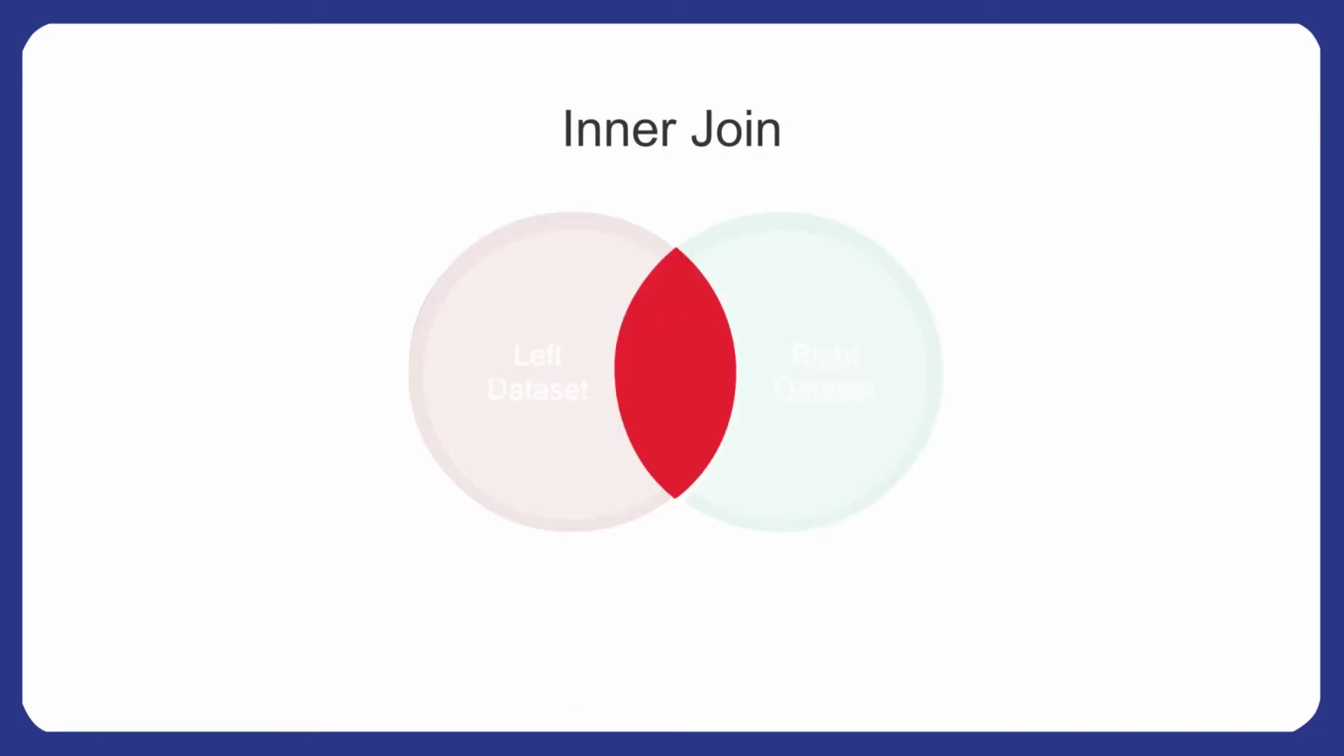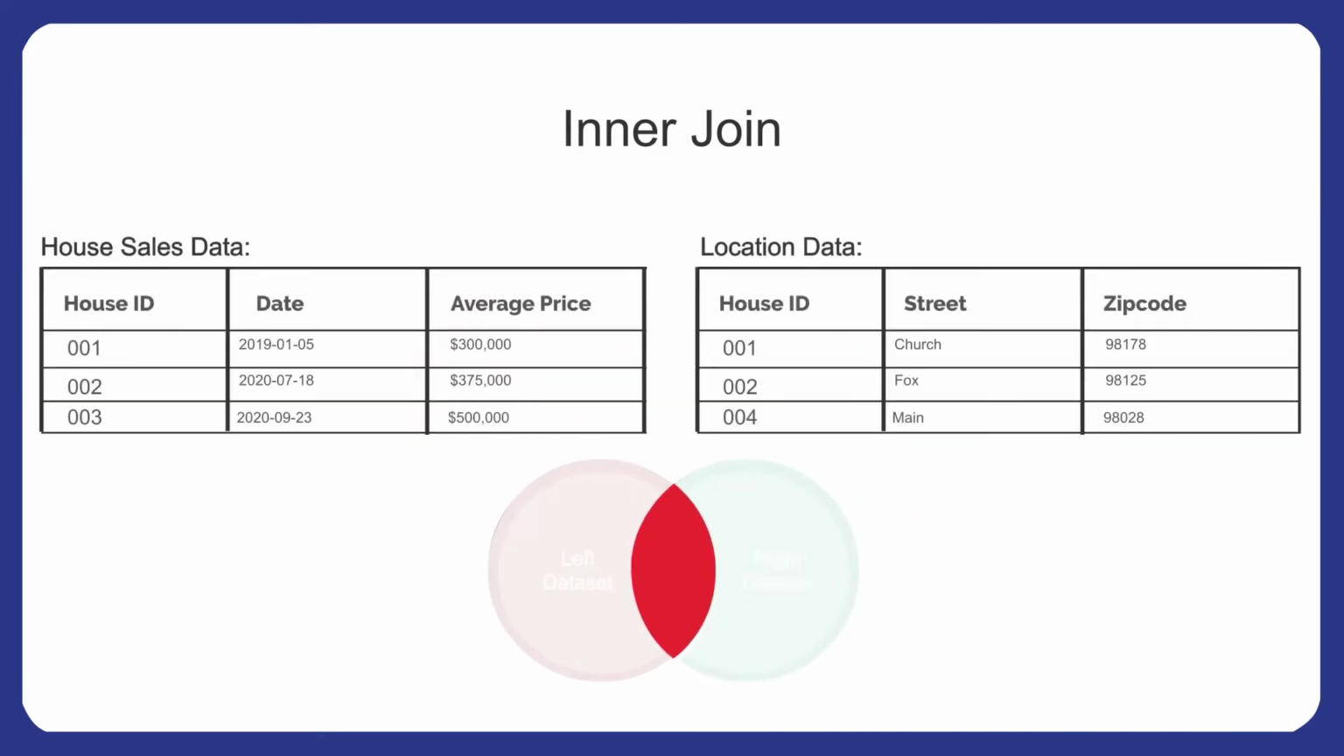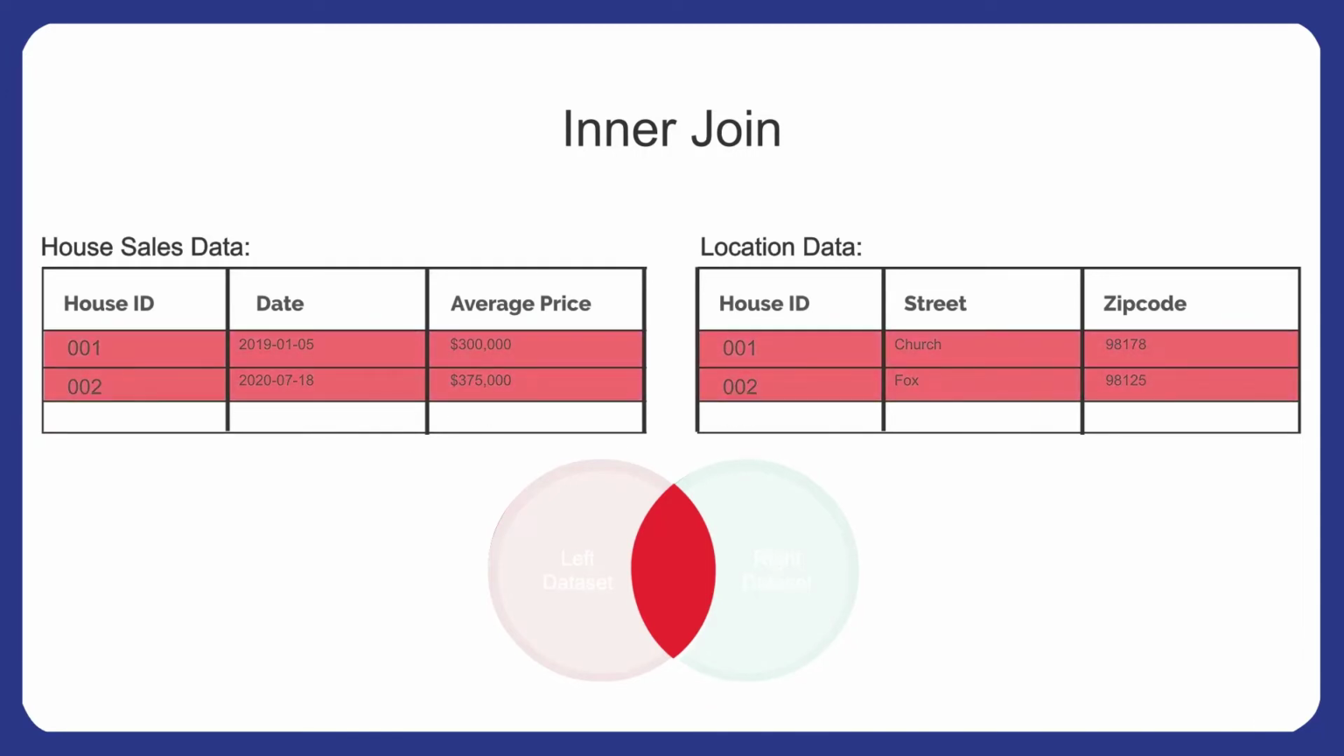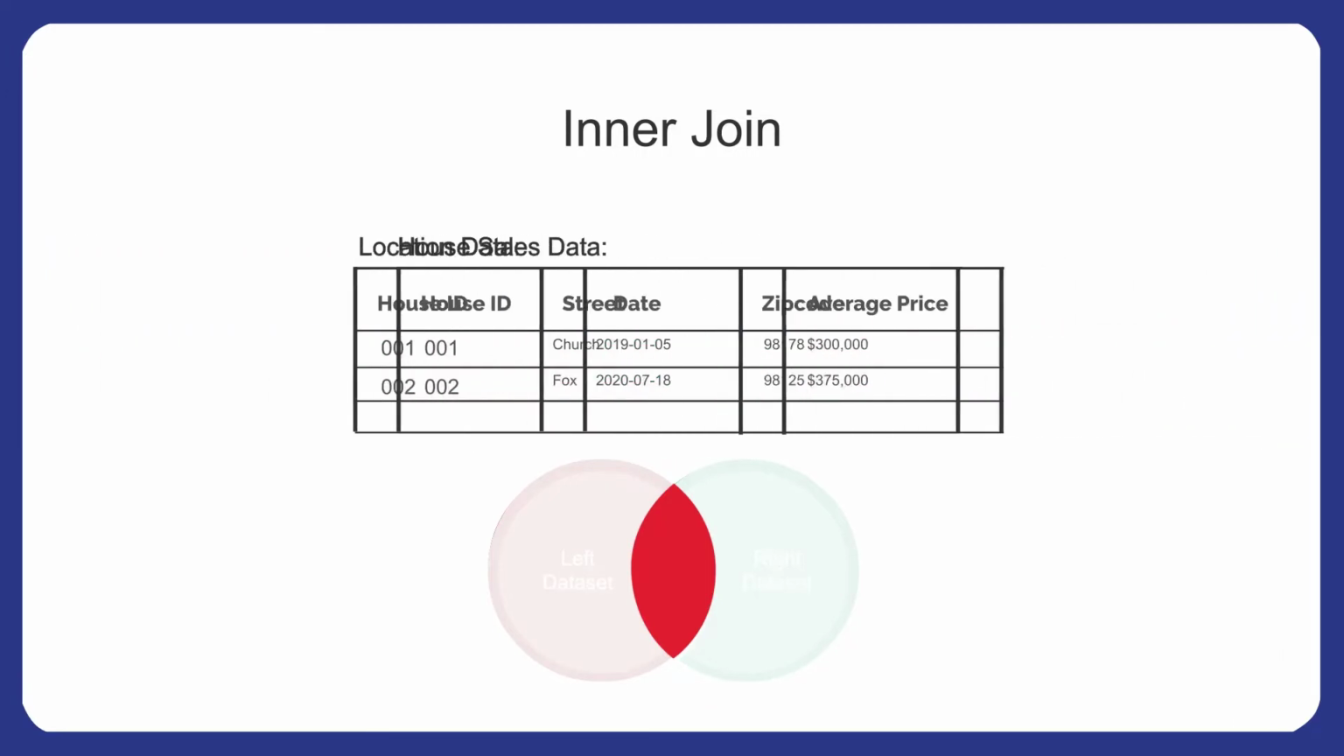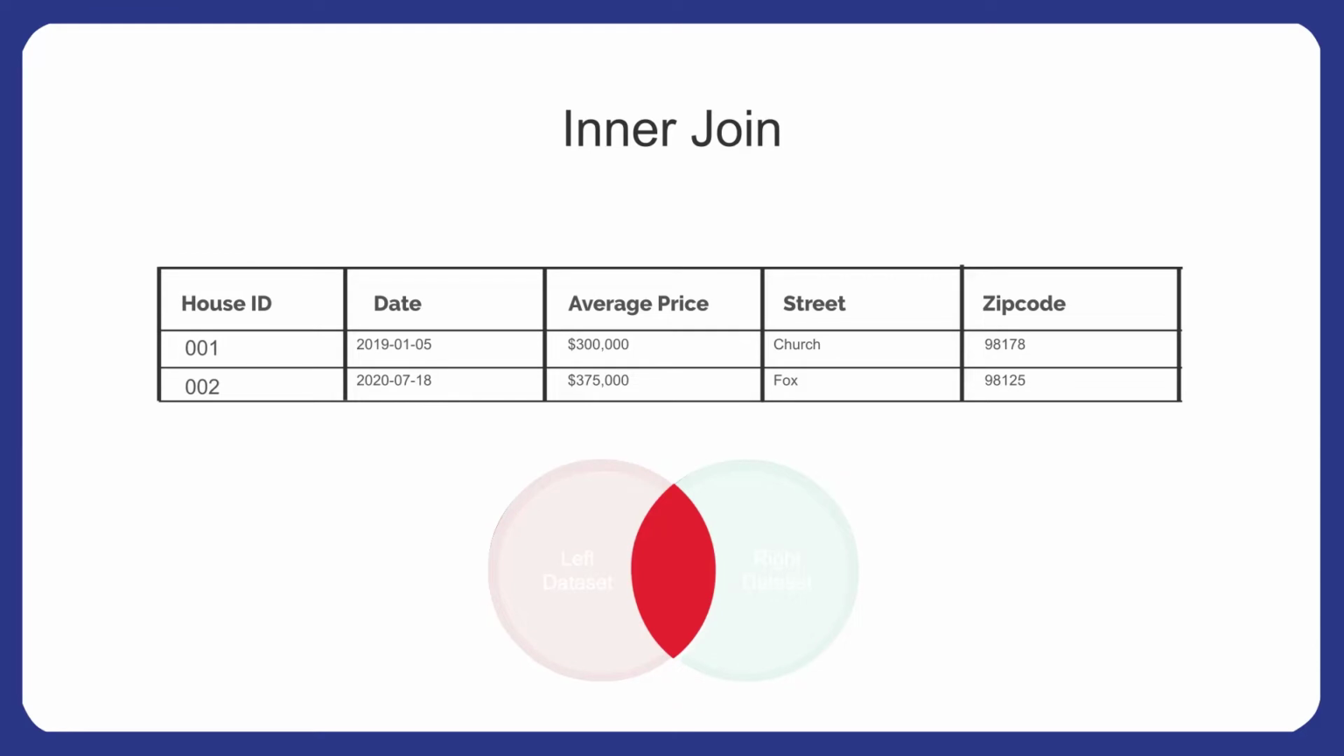Next, we'll examine an inner join. From the diagram, you can guess what this means. Let's take a look. The inner join will only include rows that are common between the left and right datasets. In other words, the rows that can be matched.